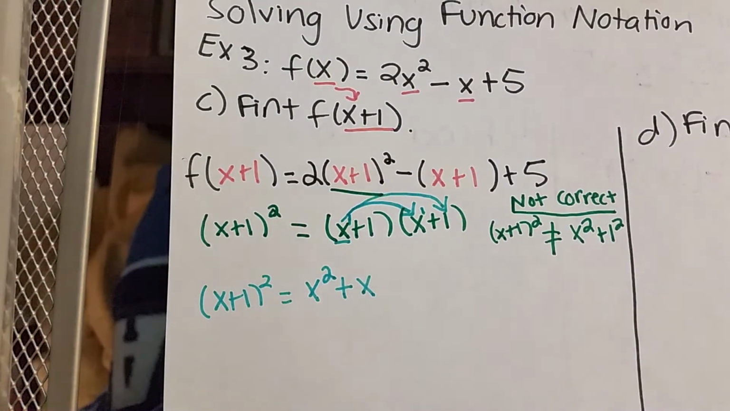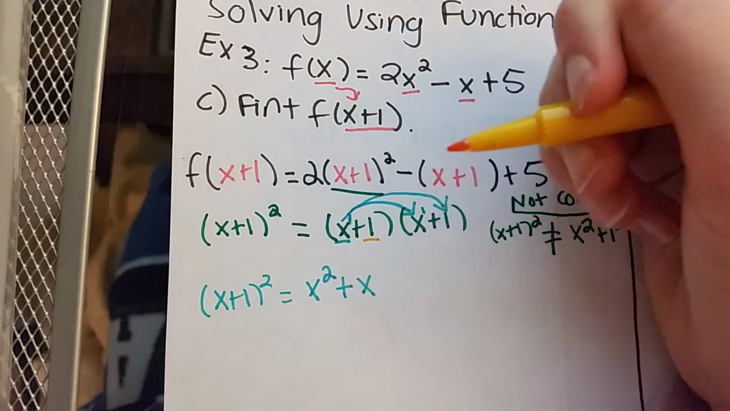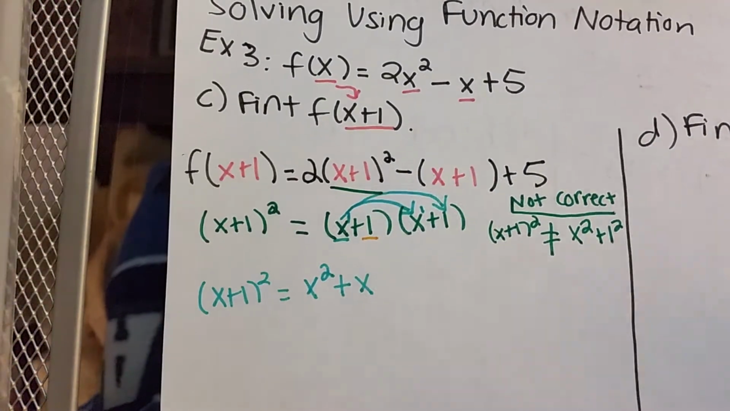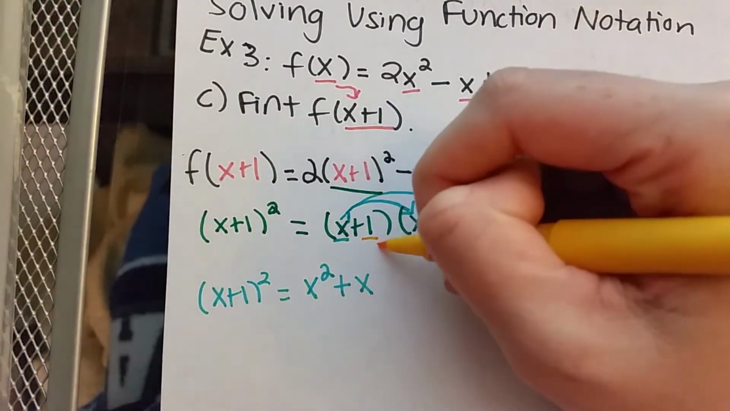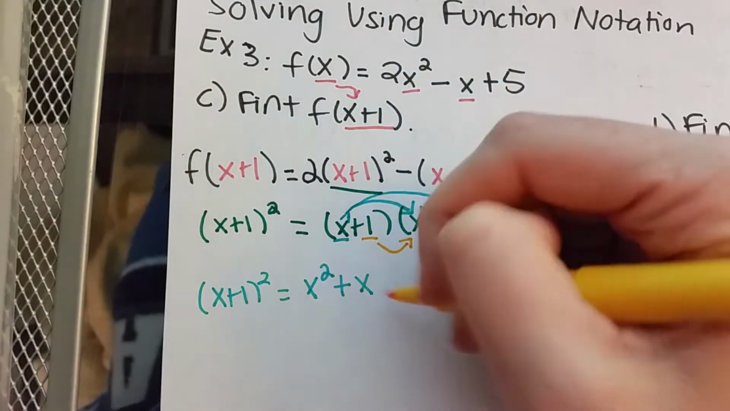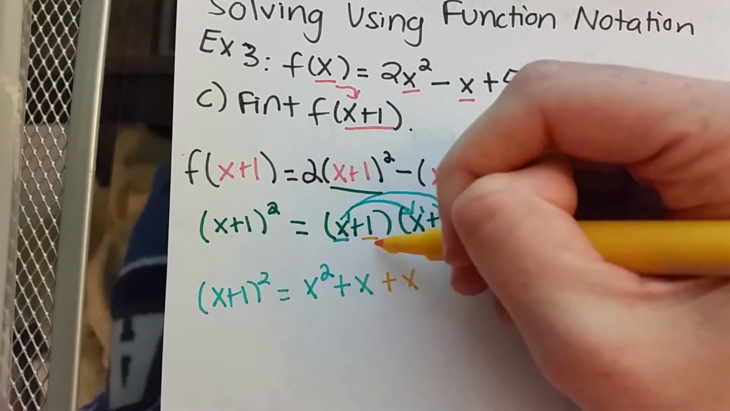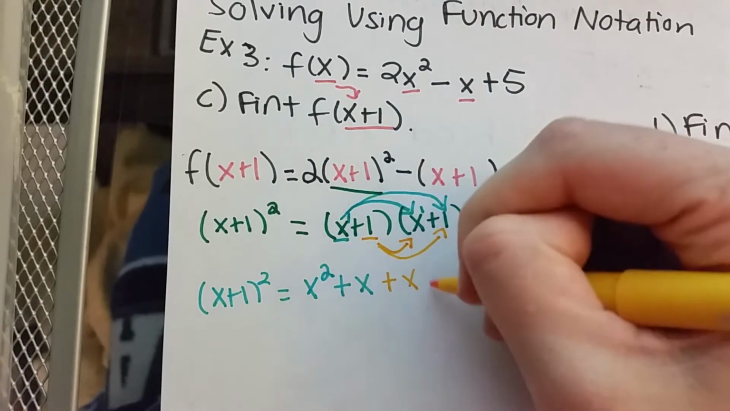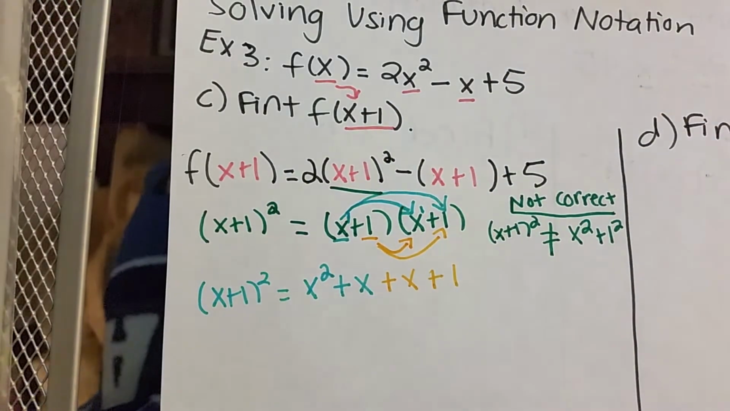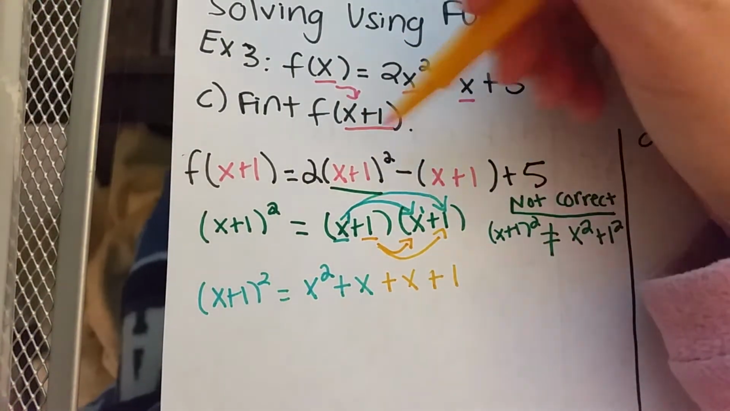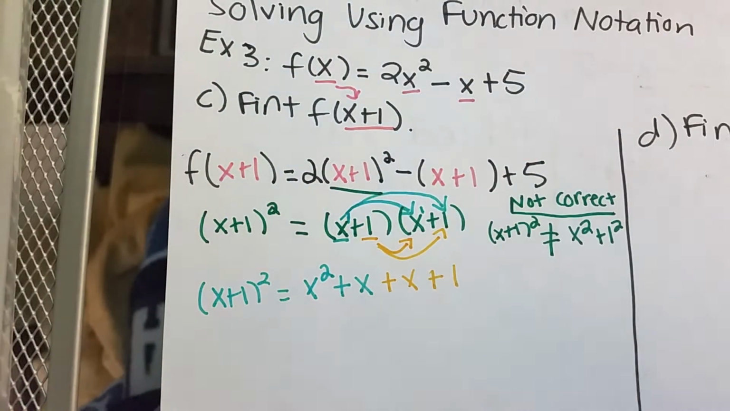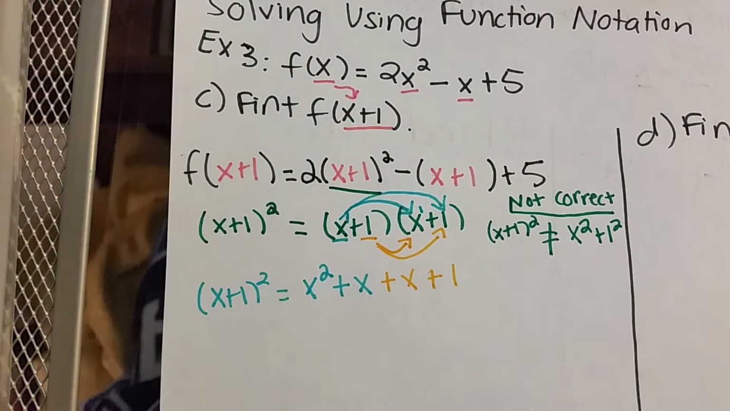Okay, now I'm going to do the same thing, but now I'm going to be dealing with my 1, which I'm going to be multiplying to each piece in this parenthesis. So 1 times x will give me an x, and 1 times 1 will give me a positive 1. And before we go back to our original problem, I'm going to combine all my like terms. That will be my next step.